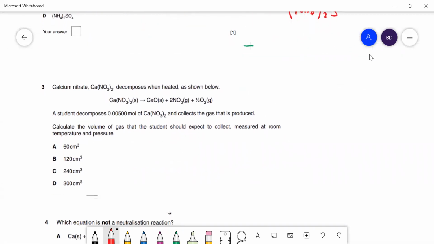The decomposition of calcium nitrate when heated is shown below. And the student decomposes 0.005 moles of calcium nitrate and collects the gas. What would the volume of the gas be? Right, well, 1 mole of calcium nitrate gives us 2 moles of NO2 gas and also half a mole of oxygen. So the total 1 mole will give us 2.5 moles of gas. So that means 0.005 moles of calcium nitrate is going to give us that multiplied by 2.5. That's going to give us 0.0125 moles of gas.